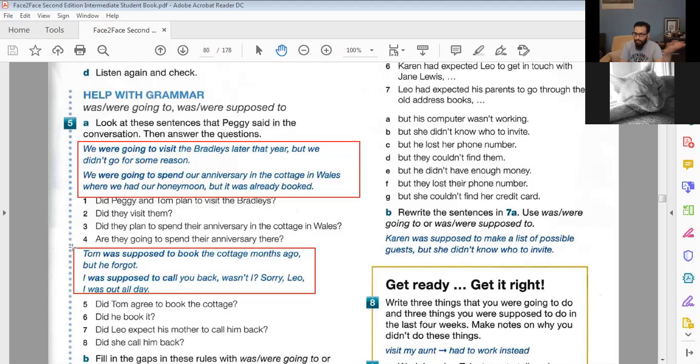Because her husband, because they forgot. Yeah, they forgot. He booked it. He didn't book it, I mean. Or at least he booked it too late. You get the idea?